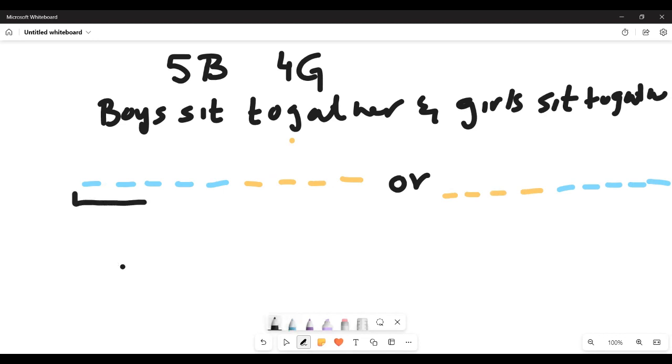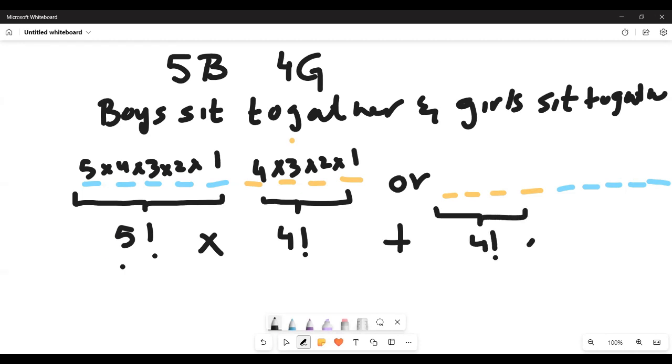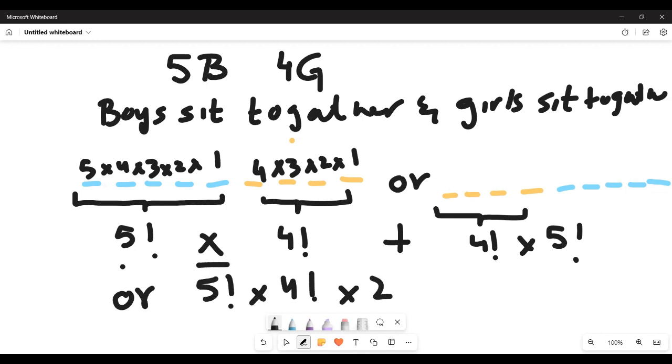Now this would be 5 times 4 times 3 times 2 times 1, or better 5 factorial. And this would be 4 times 3 times 2 times 1, or better 4 factorial. So the result would be 5 factorial times 4 factorial, plus 4 factorial times 5 factorial. Or instead you could do 5 factorial times 4 factorial times 2. Whatever is the answer is the number of arrangements.